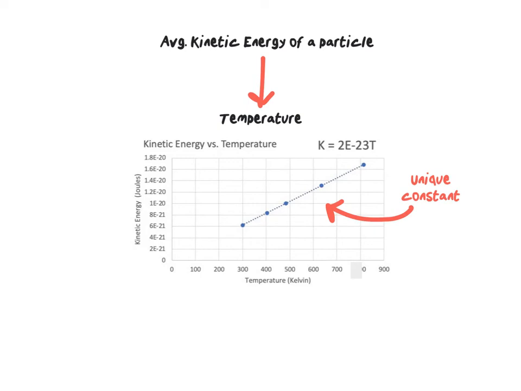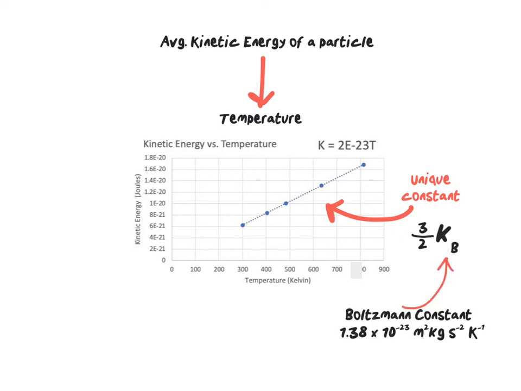What I find the mathematical constant between average kinetic energy of the particles and temperature to be is actually 3/2 times what we know as the Boltzmann constant. So 3/2 times k_B. So the equation becomes the average kinetic energy of a particle is equal to 3/2 k_B times temperature.